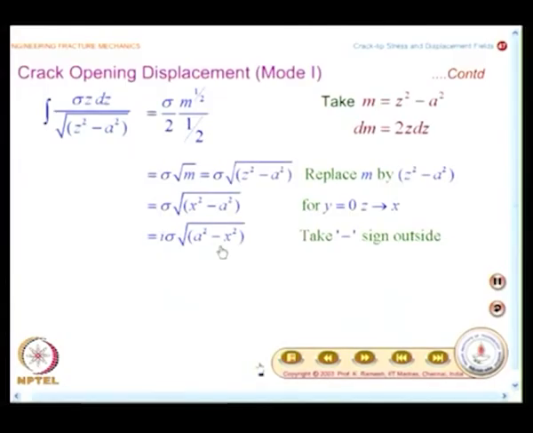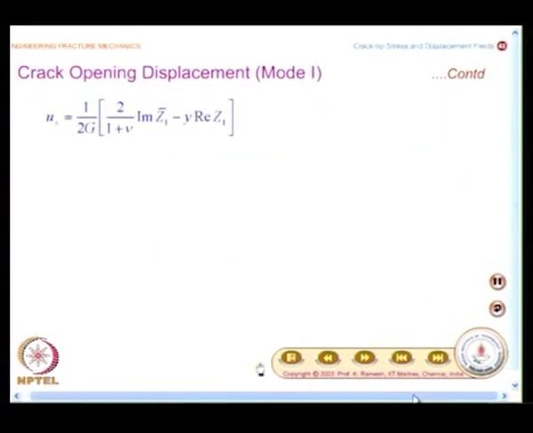This is deliberately done, because when you are looking at the displacement field equation, I am having the imaginary part of z1 bar. So, when I say imaginary part of z1 bar, I already have this. I will have to simply say this as sigma root of a squared minus x squared. And for your convenience, the expression for uy is given again. I have this as 1 by 2 g multiplied by 2 by 1 plus nu imaginary part of z1 bar. Now, I can substitute the imaginary part very comfortably. I do not have to worry about the real part of z1, because I am considering the line y equal to 0. So, the second term gets knocked off.